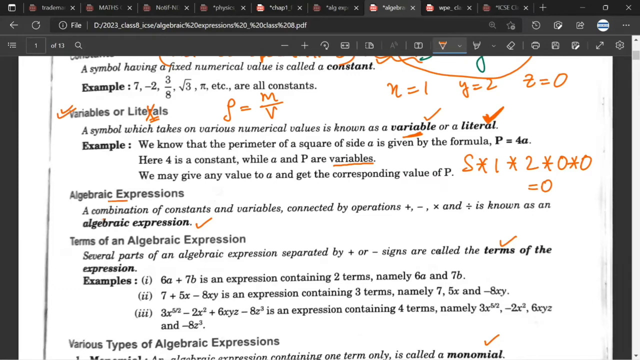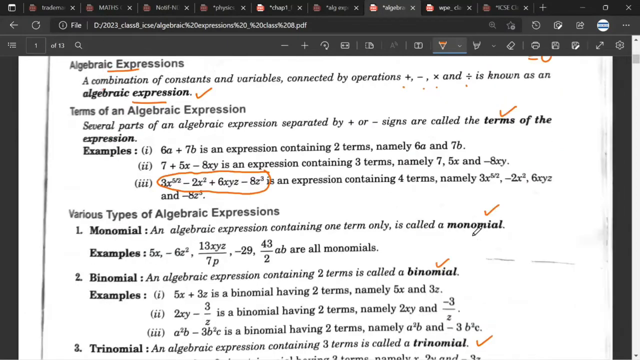Now what is an algebraic expression? A combination of constants and variables connected by operations plus, minus, multiply, divide is known as an algebraic expression. So for example, this is a combination of variables and constants. So this full bunch is called an algebraic expression. Any doubt? Now comes the important part.